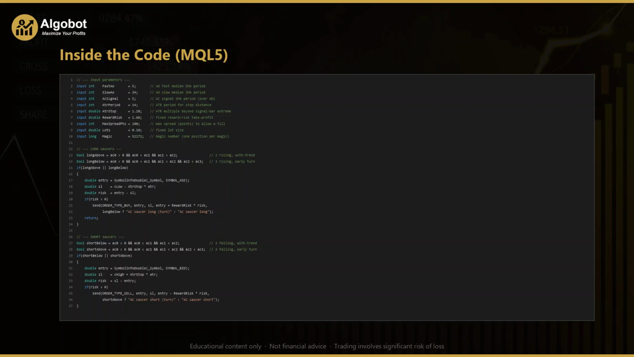If either is true, it reads the ask price as the entry, places the stop a stop multiple of ATR below the just closed bar's low, and sends an order of type buy. The take profit is the entry plus the reward risk multiple times the risk. The short side is the mirror image.